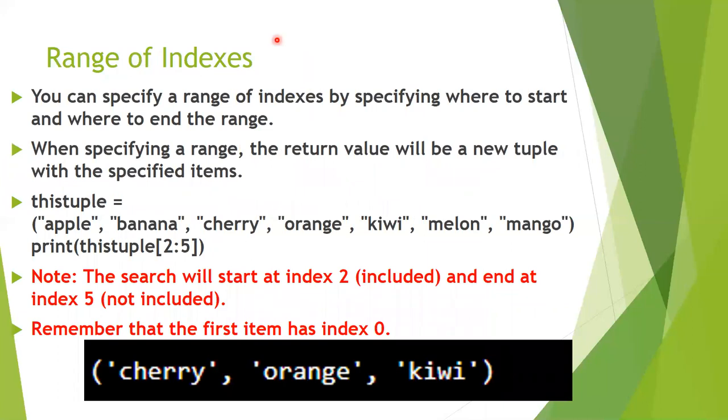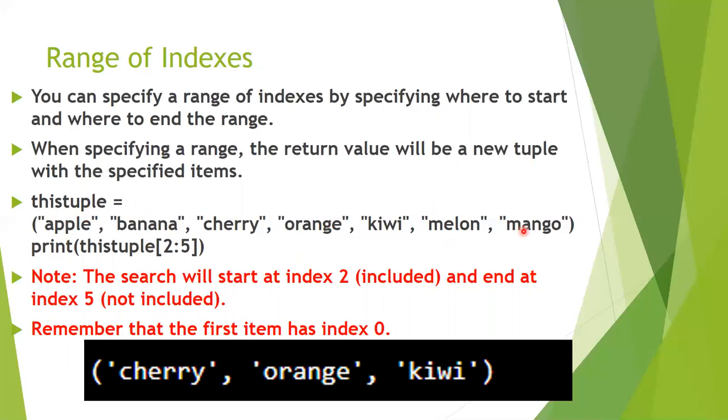Now, range of indexes. There is another method to print elements of a tuple. We can use a range of indexes. For example, we have a tuple named thistuple. It contains elements like apple, banana, cherry, orange, kiwi, melon, mango. The indexes of this tuple are referred to as 0, 1, 2, 3, 4, 5, 6.